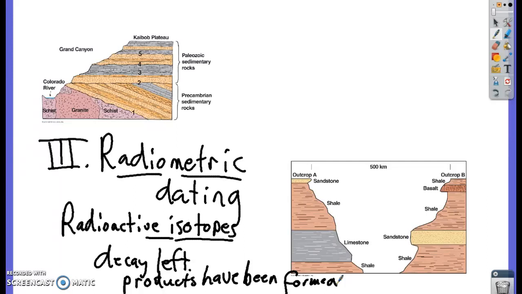Once again, what if it melted? What if it was under heat and stress? How would that have affected those isotopes? Would it have affected those isotopes? It may have. But as far as we know, it seems to be fairly consistent how quickly they break down.